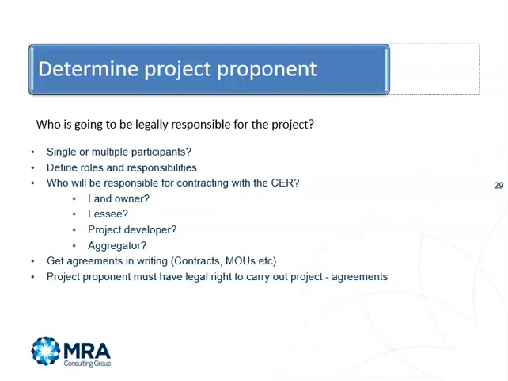Once you've identified a potential project, you have to decide who will be the project proponent. The project proponent is legally responsible for the project and any consequences related to the project and its compliance with regulatory requirements. This is particularly important when a project could involve multiple participants or have multiple stakeholders. The roles and responsibilities of each participant or stakeholder should be defined, and if possible, get this in writing in the form of MOUs or contracts.